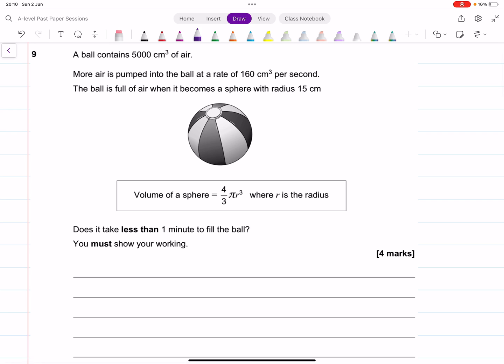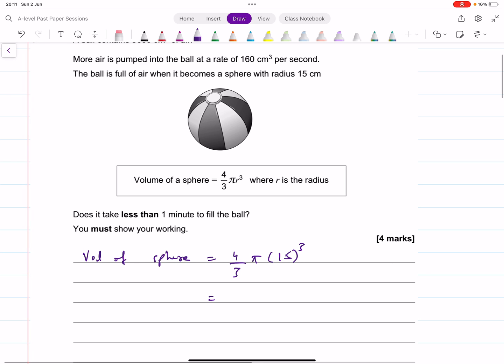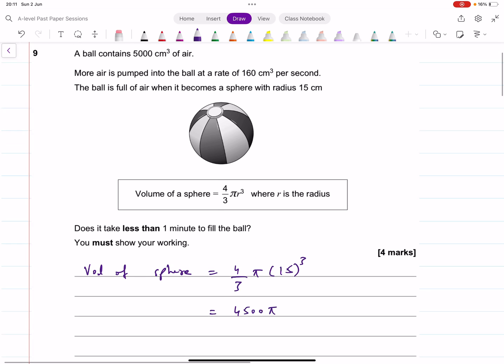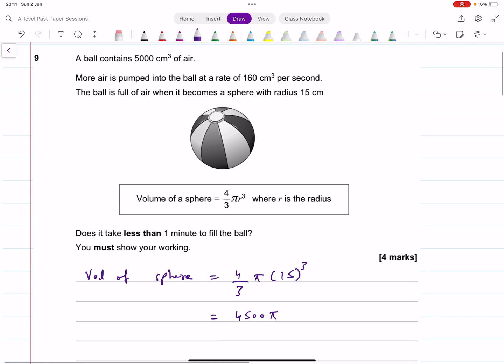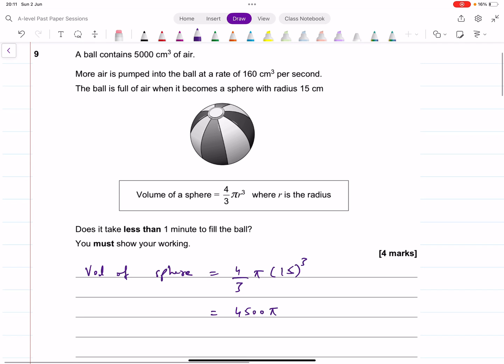When the ball is full, it becomes a sphere with radius 15. Let's find the volume of that complete sphere first of all. When it's full, it's 4 over 3 into pi into 15 cube. And that is giving me 4,500 pi. Let me just keep it like this for now and not round off. That's the total volume of the sphere.